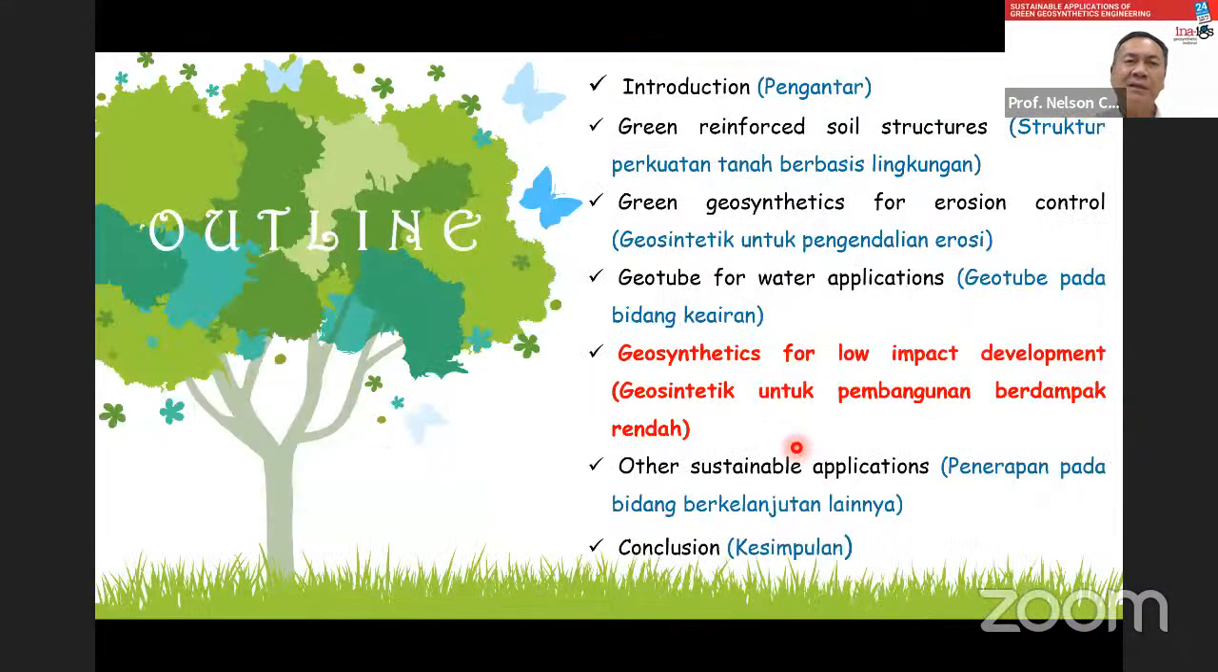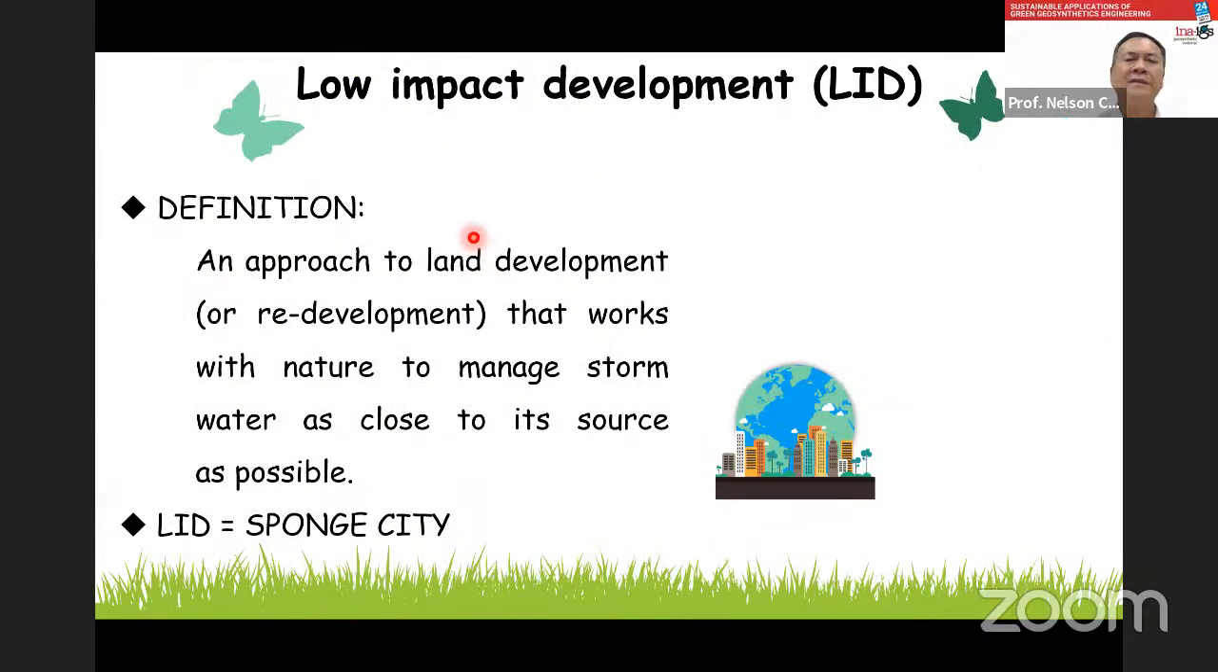Okay, next topic, I will cover the geosynthetic for low impact development. What is low impact development? LID definition is an approach to land development or redevelopment that works with nature to manage stormwater as close to its source as possible. Sometimes we also call the LID a sponge city. In Taiwan and also in China, we call it sponge city. In the United States, it is called LID. But anyway, we like to solve the problem as close to its source as possible.